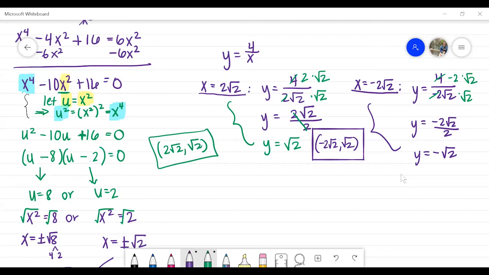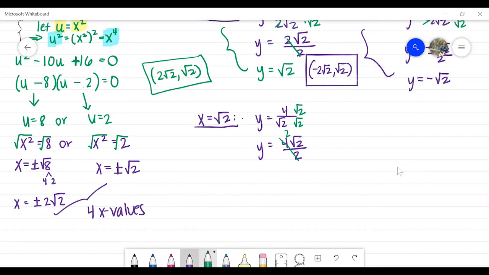You've got x is equal to root 2. That gives us y is 4 over root 2. You rationalize it, so times root 2 times root 2, and you end up with y is 4 root 2 over 2, which definitely cancels, and you get y is 2 root 2. So that's your solution. X is root 2, y is 2 root 2, okay?